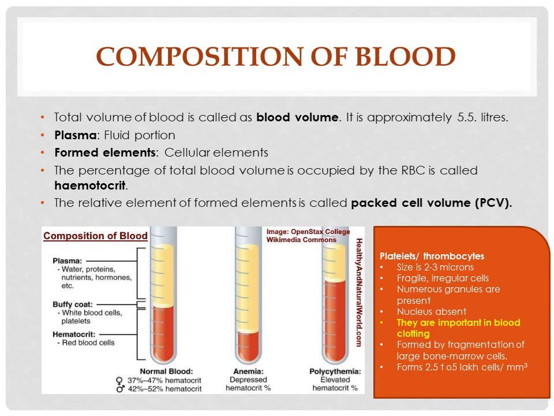Generally it is formed by the fragmentation of large bone marrow cells. Bone marrow is the place where the formation of RBC and WBC occurs, and its concentration is less compared to RBC. It forms only 2.5 to 5 lakh cells per cubic millimeter of blood.